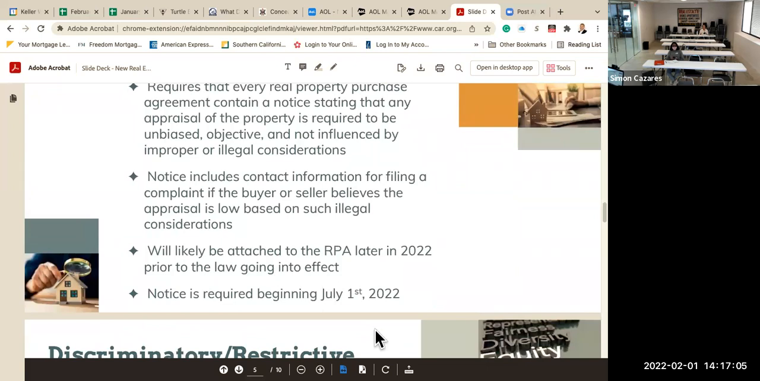Now that will most likely be attached to the RPA sometime this year. Usually there's 2 updates every single year, in June and in December. So I have a feeling that we're going to see this new added information on the RPA about appraisals added in June's updates. Okay. Notice is required beginning July 1st of 2022. So I'm telling you from personal experience, June is probably going to be it, but it wouldn't surprise me if we get notice this month, March, April, May, as an update regarding appraisal.